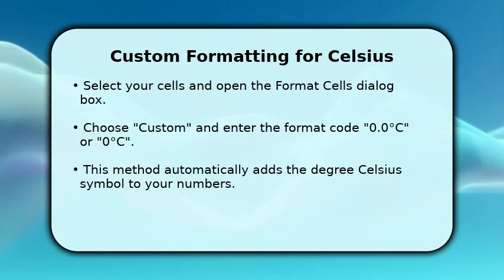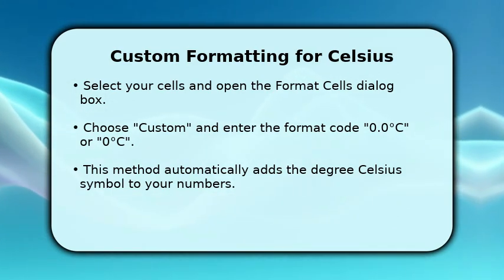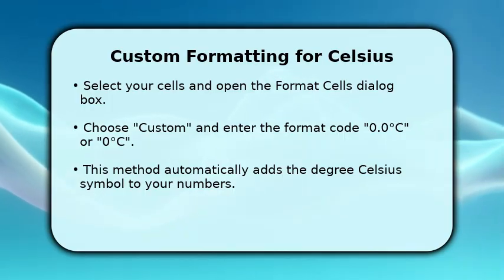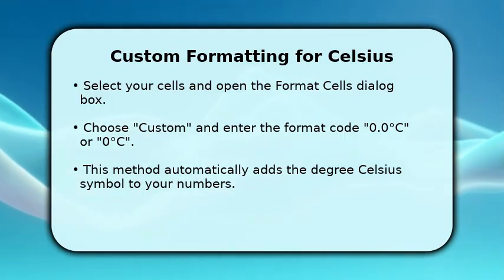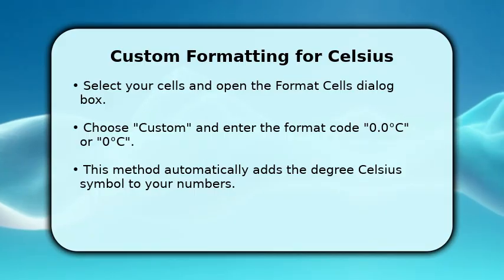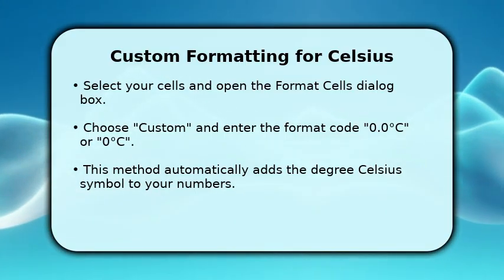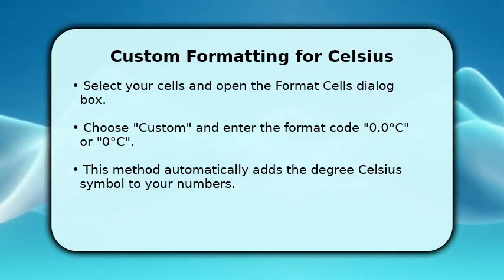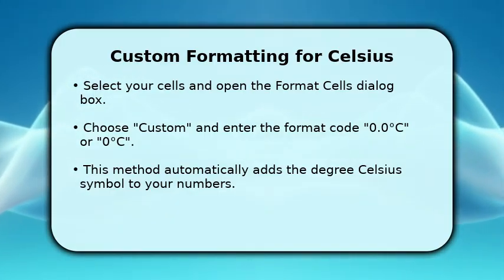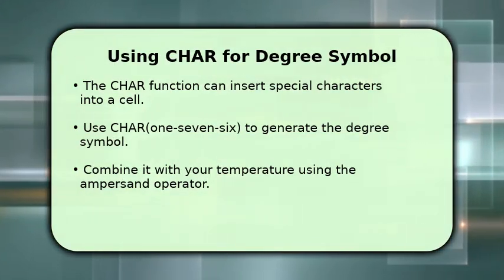For a more automated approach, use custom number formatting. Select the cells where you want to display Celsius temperatures. Right-click and choose Format Cells, then navigate to the Custom category. In the Type box, enter 0.0 degrees C or 0 degrees C if you don't need decimals. Now, when you type a number, Excel will automatically append the degree Celsius symbol, saving you time and ensuring consistency across your data.